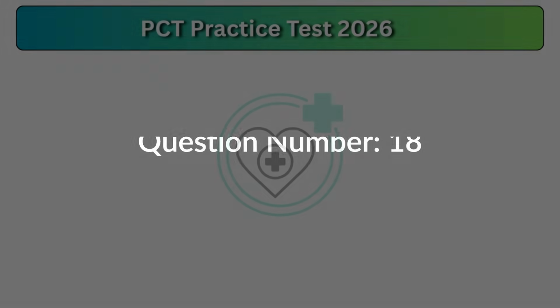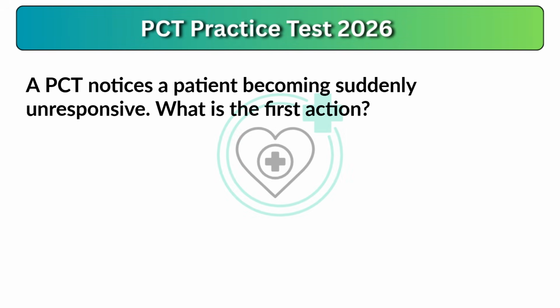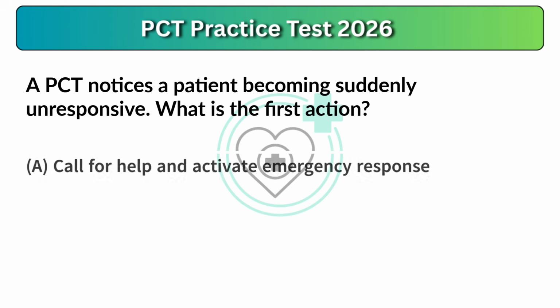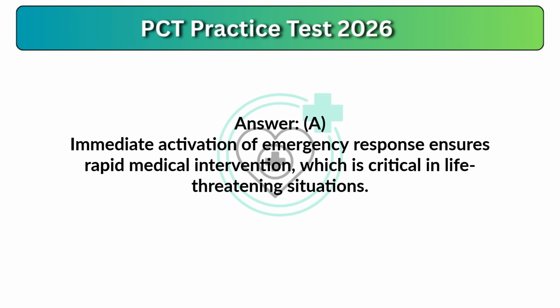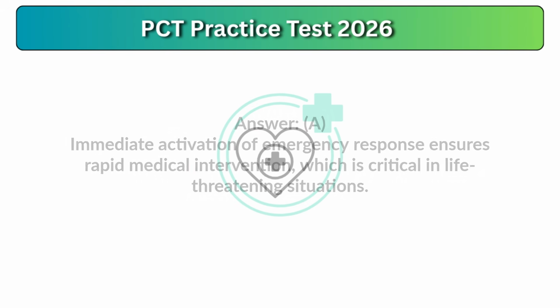Question number 18. A PCT notices a patient becoming suddenly unresponsive. What is the first action? A. Call for help and activate emergency response. B. Document the event later. C. Leave the patient alone. D. Give water. Answer: A. Immediate activation of emergency response ensures rapid medical intervention, which is critical in life-threatening situations.